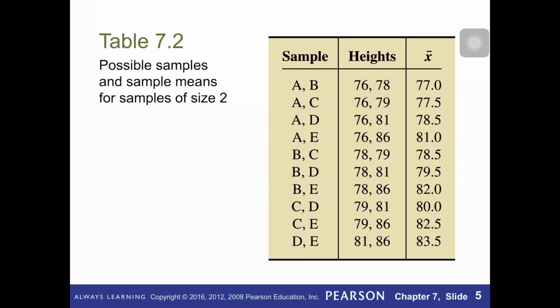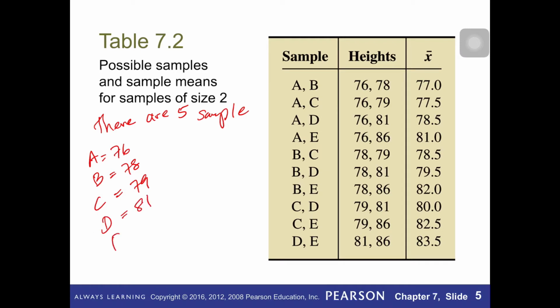Okay, let's consider this one. Here A, B, C, D, E. There are 5 samples. A equals 76, B equals 78, C equals 79, D equals 81, E equals 86. Those are the values, the mean of each sample.